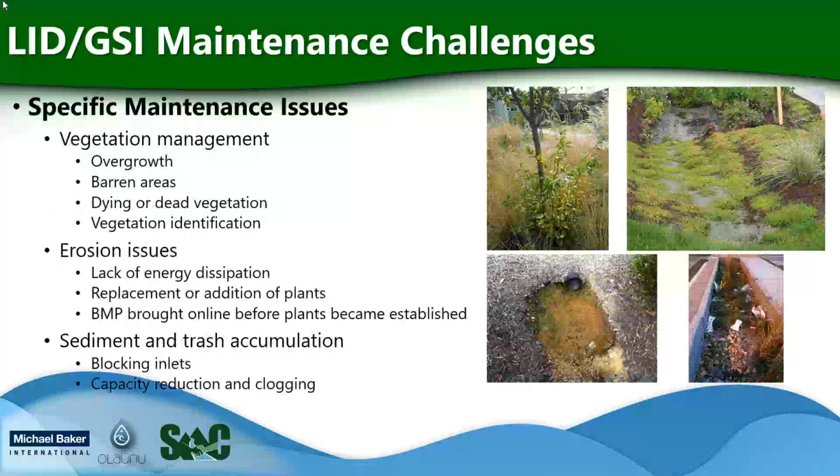There are also erosion issues. Lack of energy dissipation within a system can cause erosion within a system. Replacement of additional plants may be needed, and the BMP may be brought online before plants become established, which can cause erosion within a system. Additionally, trash and sediment accumulation can be an issue. Those can block inlets and can also reduce the capacity and clog systems.